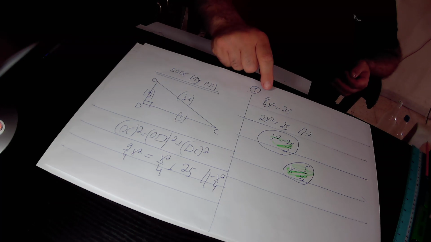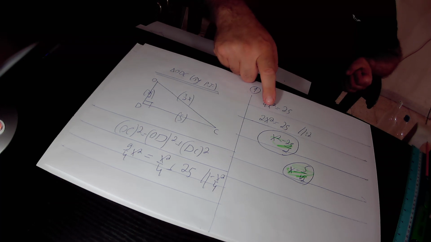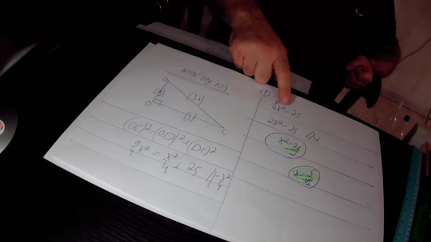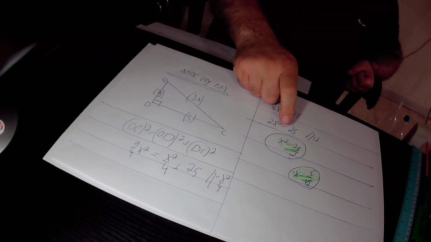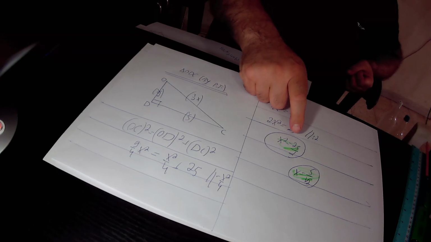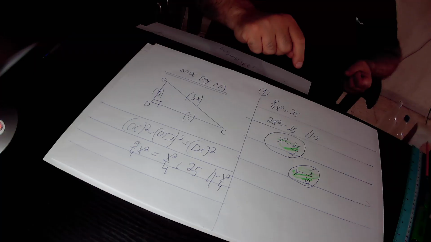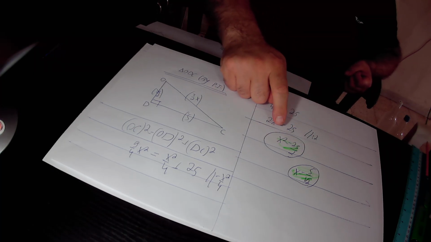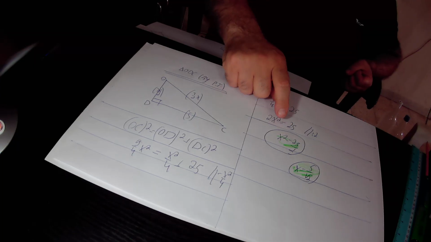8 over 4 is 2, so in total this expression equals 2x squared. This equals 25. 2x squared equals 25. Here we divided this equation by 2 and found that x squared equals 25 over 2. Here we took the root of the equation and found that x equals the square root of 25 over 2, that is 5 over square root of 2. So in total we found that x equals 5 over square root of 2, and x squared equals 25 over 2.